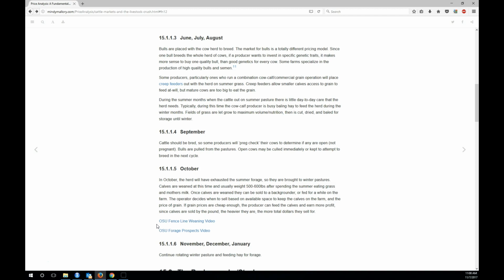One is about one technique for the weaning process, and the other is a discussion about prospects for forage during a dry period.